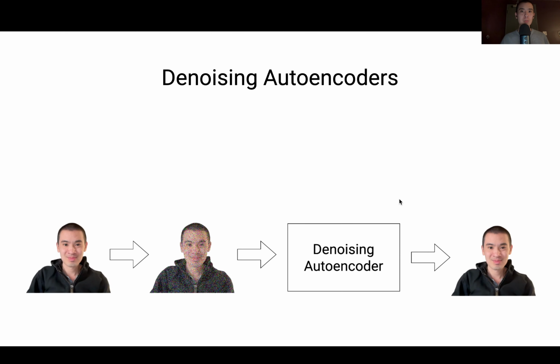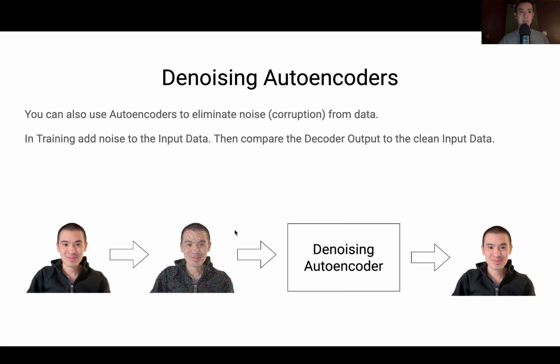Now, there are some pretty cool things you can do with autoencoders, such as denoising autoencoders. You can also use autoencoders to eliminate noise or corruption from data. So here's corruption in this picture of me, right? My image is a bit more fuzzy, so to speak.